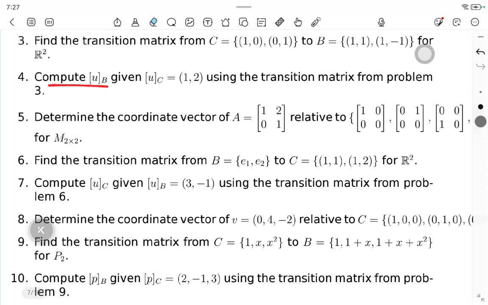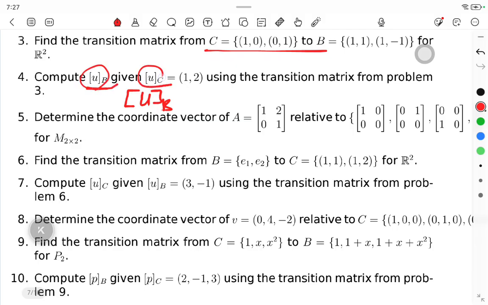Number 4, they say we must find UB given UC. And remember, we have this formula that you must always keep in mind. They can confuse you sometimes. Let's say they tell you to find a matrix from C to B, transition matrix from C to B. Then they give you this vector. Then they say find this. Sometimes they can trap you, right? You must know this formula.